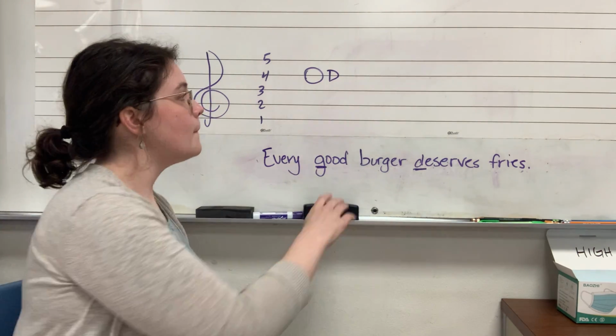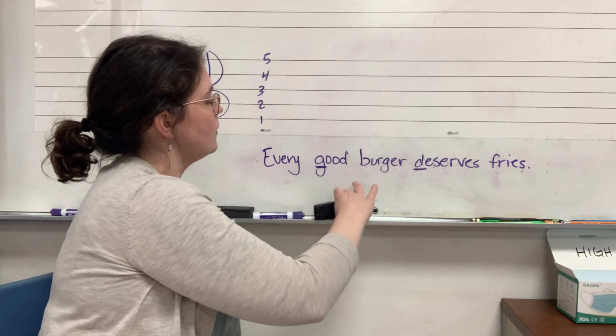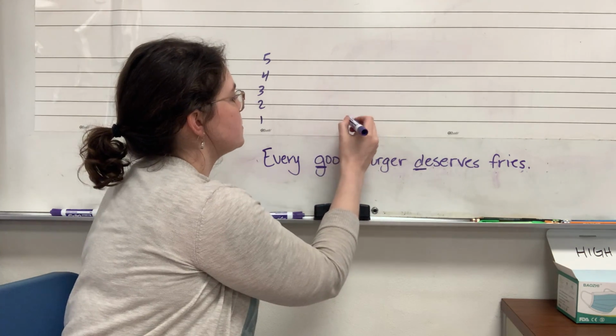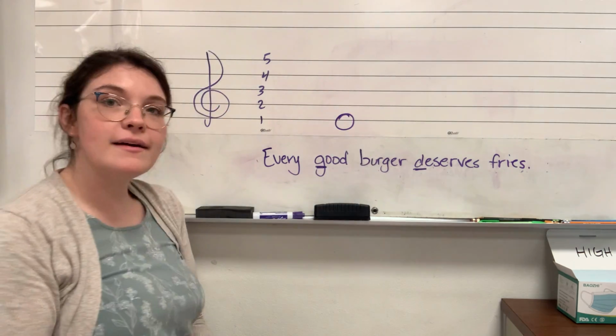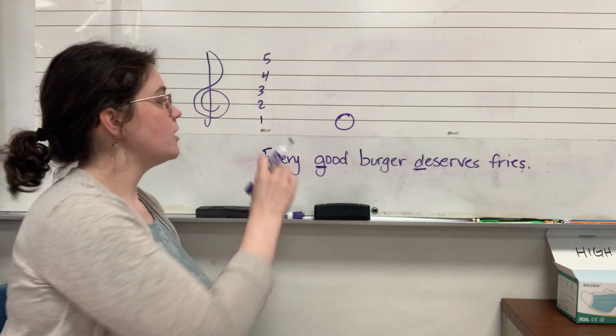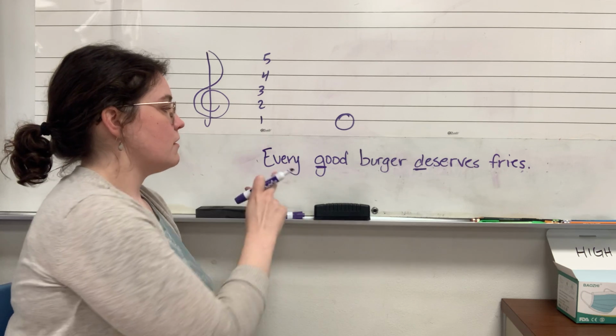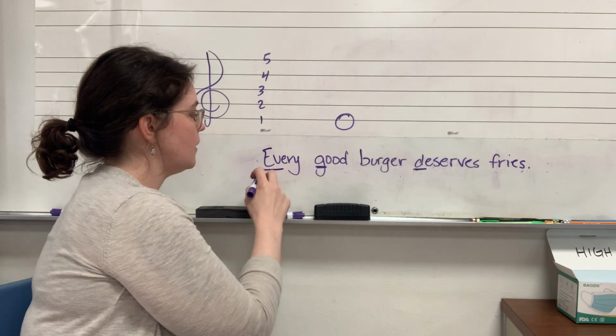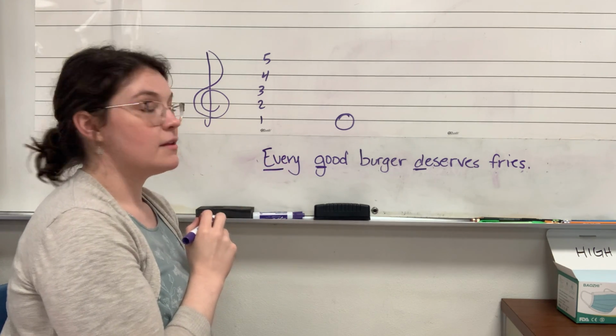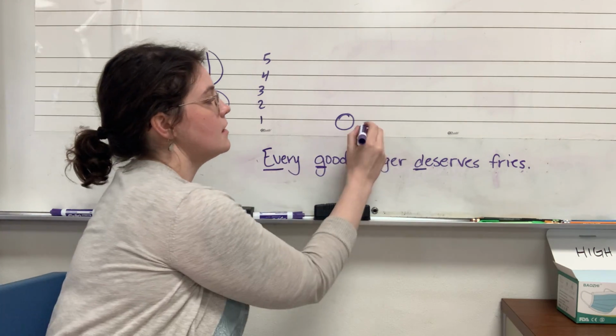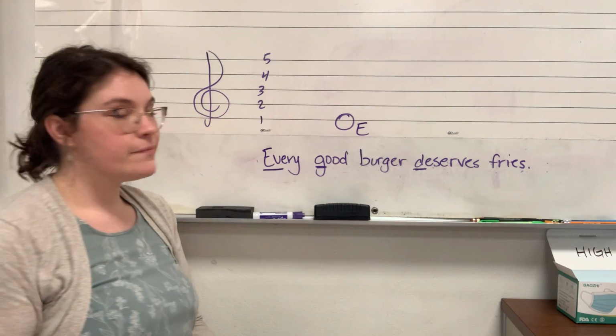All right, let's do one more. How about this one? Easy one. What line is that on? Hopefully you're thinking the bottom line, the first line. First line, first word of our saying, every. So that means this letter is E.